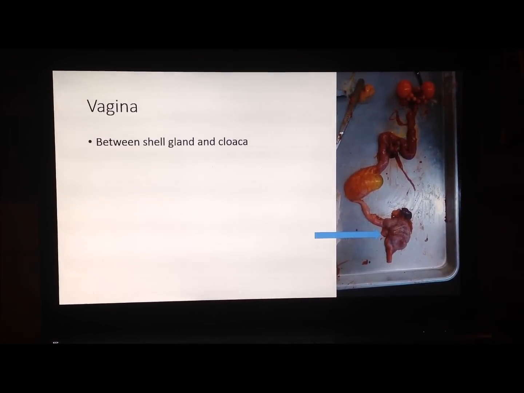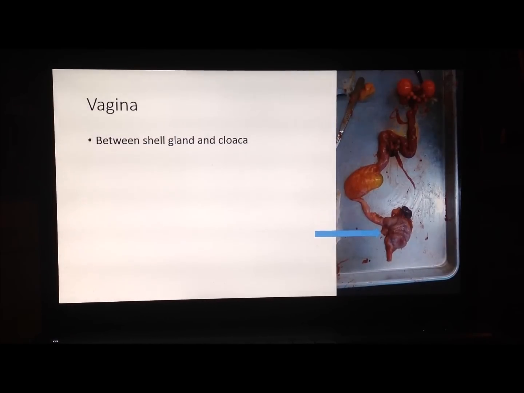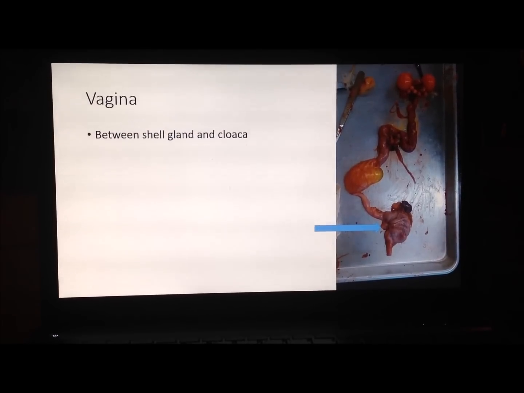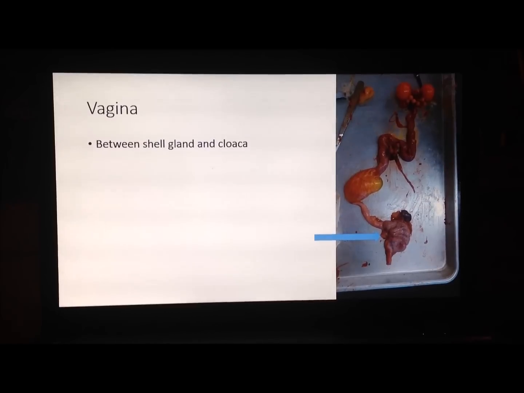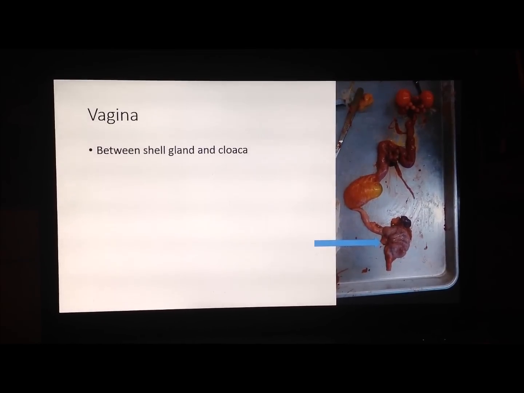The vagina is a segment of the oviduct between the shell gland and the cloaca. Sperm are stored in the tubule glands at the junction between the vagina and the shell gland.